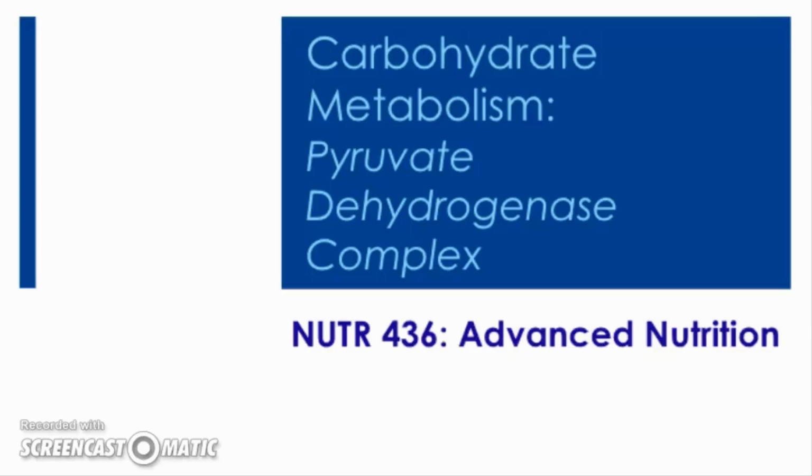Carbohydrate metabolism, pyruvate dehydrogenase complex. The oxidation of one molecule of glucose includes first the conversion of glucose to 2-pyruvate in the reactions of glycolysis. Second, it involves the conversion of the 2-pyruvate to 2-acetyl-CoA in the pyruvate dehydrogenase complex. And lastly, it involves the oxidation of the 2 molecules of acetyl-CoA in the process of the Krebs cycle.